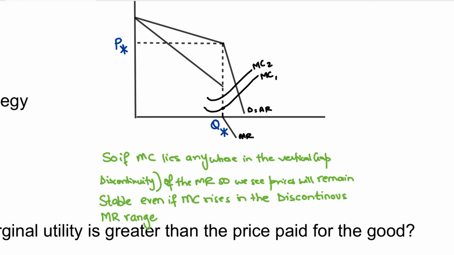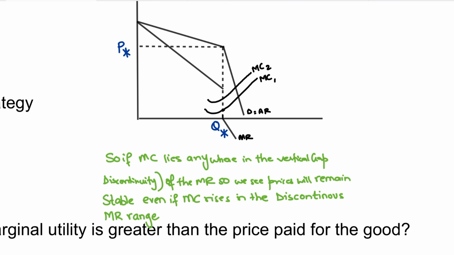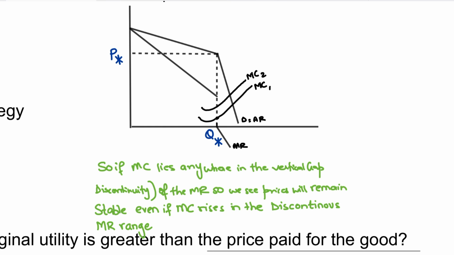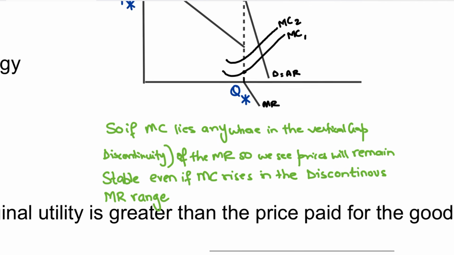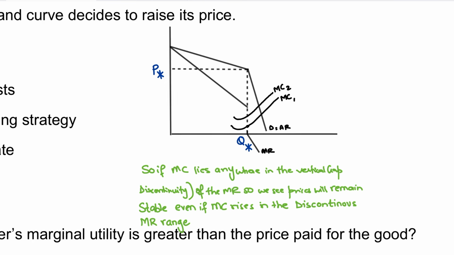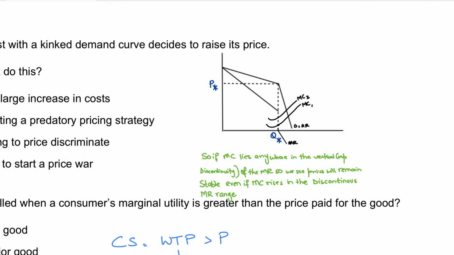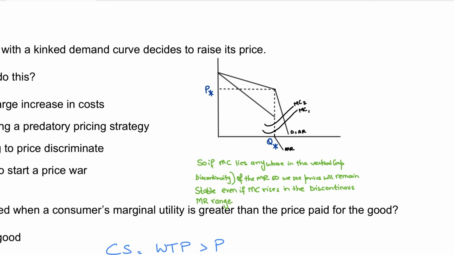So the kinked demand curve model assumes that despite the fact that the marginal cost is going up, the marginal revenue is discontinuous within a certain range. I'm not going to go into the detail of why this is discontinuous, but we usually explain the reason in class. The kinked demand curve theory says that if MC lies anywhere in the vertical gap, which is the discontinuous region of the MR, prices will remain stable even if MC is rising in that range.